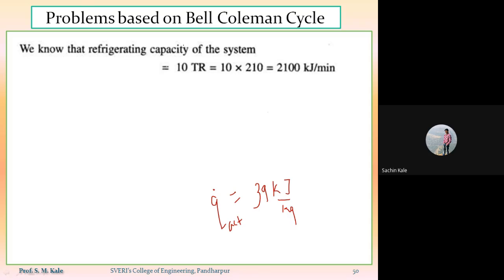Here the capacity of the refrigerating system is 10 TR. 10 TR means how much heat can the refrigerating system absorb per minute? 21,000 kilojoule of heat per minute. This is the capacity of the refrigerating system, and the other value is the actual heat absorption per kg of air.